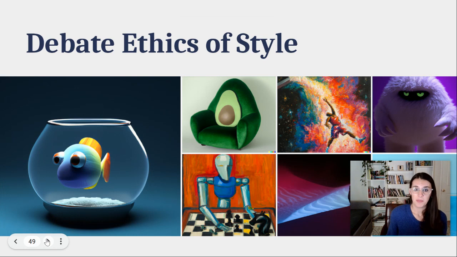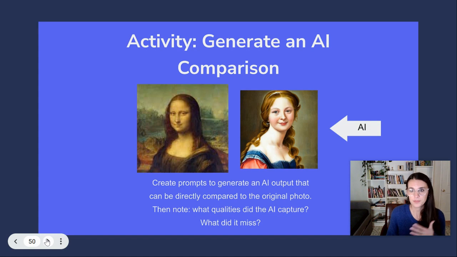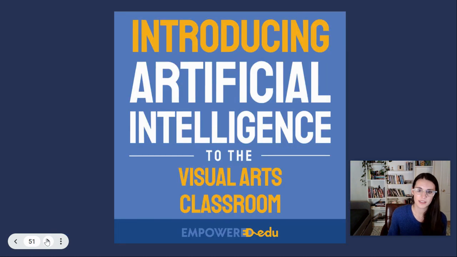With this is an important debate about the ethics of artist style. There are a lot of artists right now saying, hey, AI is being trained on my specific, unique style, and now people are able to produce those images for free. So that's an important conversation to have with your students. Should we be able to do that? If so, how do we give credit, or how are artists compensated for that? And here's an example of part of the lesson of comparing AI generated art in a particular style to the actual art, as a part of that unit introducing AI to the visual arts classroom.